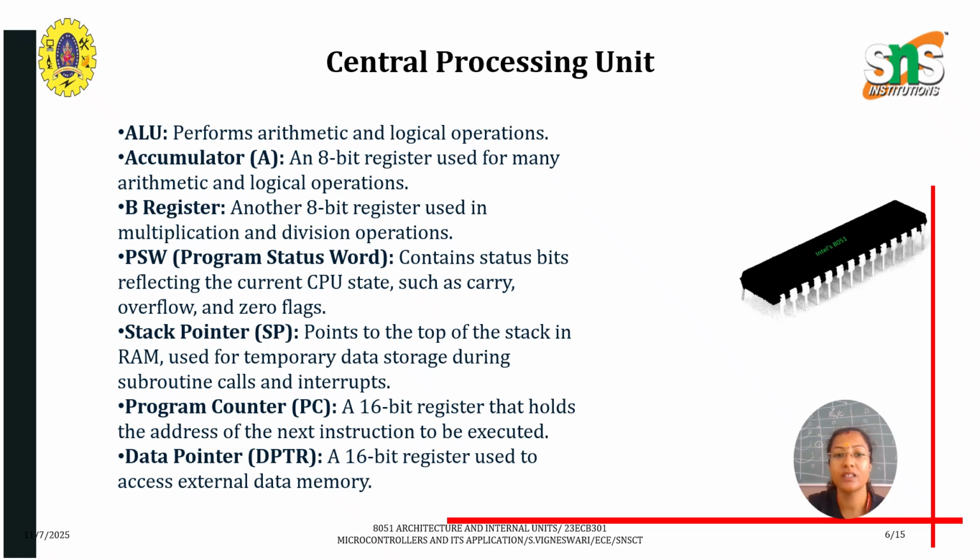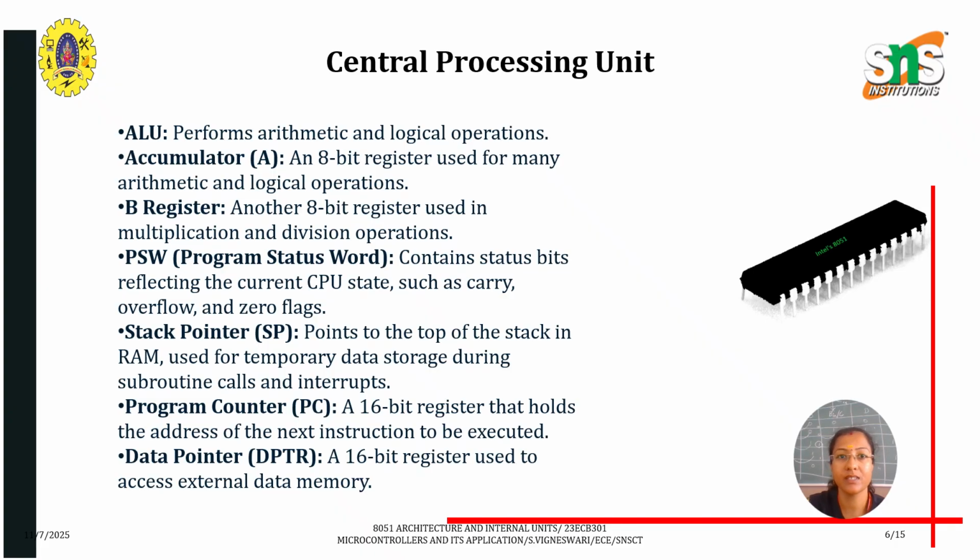The program status word reflects the flag bits or status bits that result during the arithmetic and logical operations. Also, it is used for register bank selection. So this program status word holds the status of the carry flag, overflow flag and zero flag, and it is also specifically used for bank selection, whether bank 0 to bank 3, about which bank has to be selected. It depends upon the flag bits in this PSW.